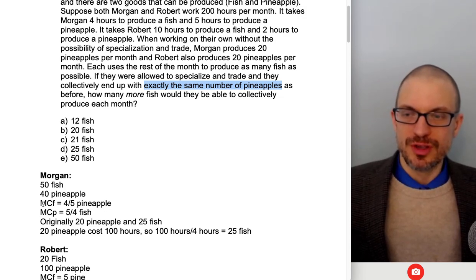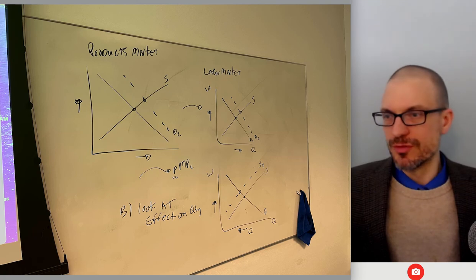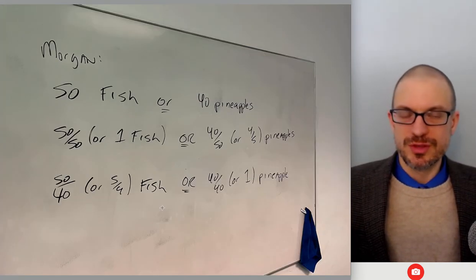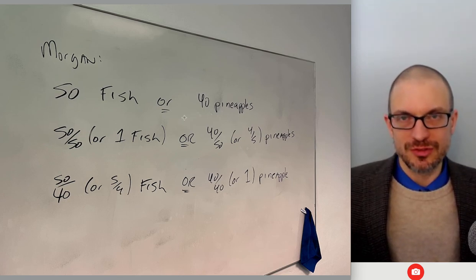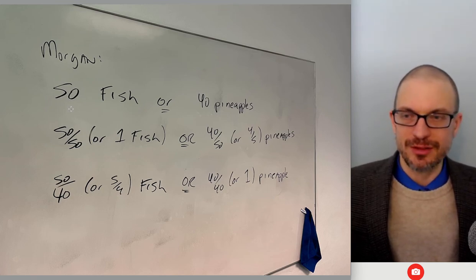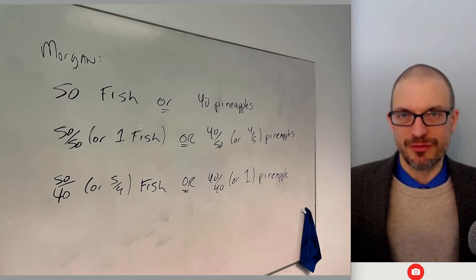The next thing that I do is I compute the opportunity cost. The marginal cost of a fish for Morgan is 4/5 pineapple, and the marginal cost of a pineapple for Morgan is 5/4 fish. Now, actually, the way that I like doing this is writing out our opportunity cost principle, our "or" statement. And so I say Morgan could produce 50 fish or 40 pineapples. And then I get this to a statement about 1 for however many. So I want to get a statement about how many fish are sacrificed when making a pineapple and how many pineapples are sacrificed when making a fish.